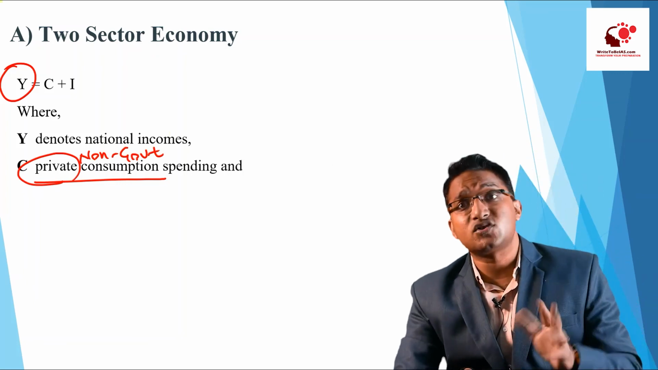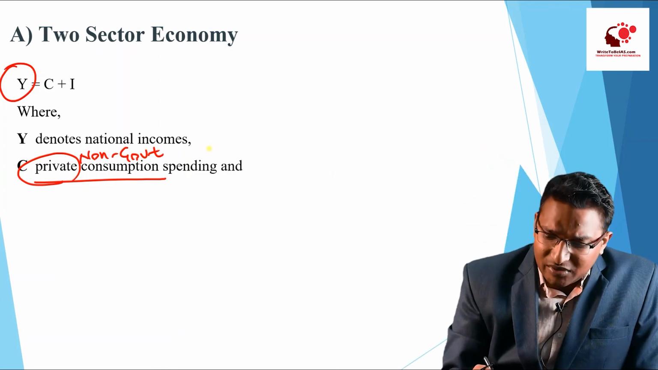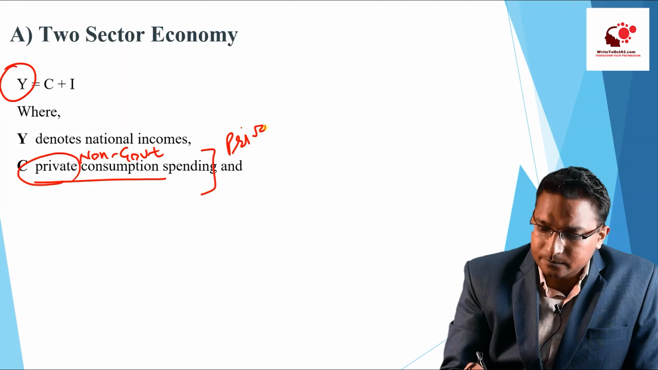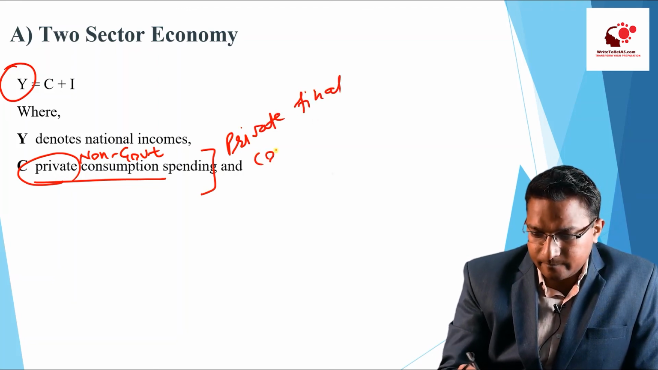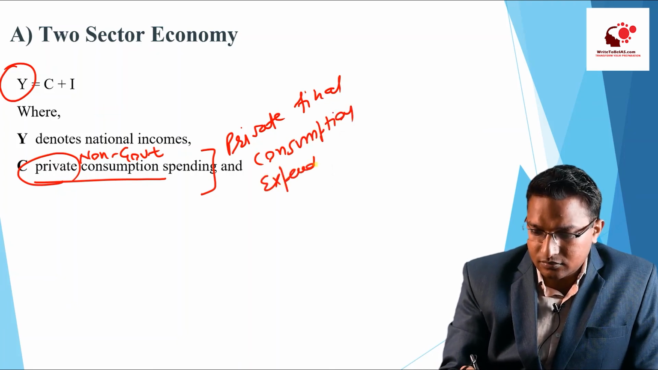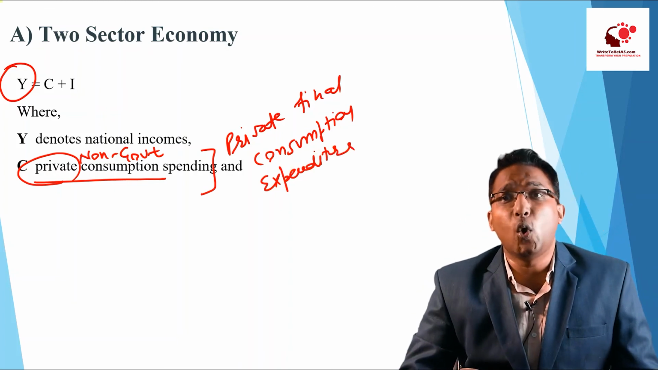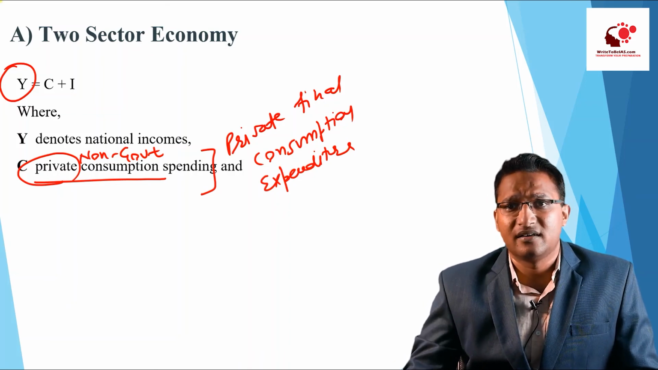So in the two sector there is no government. Obviously it is the private. The another name given to this private consumption spending is private final consumption expenditure. So this is the alternate name given to the private consumption spending, right?